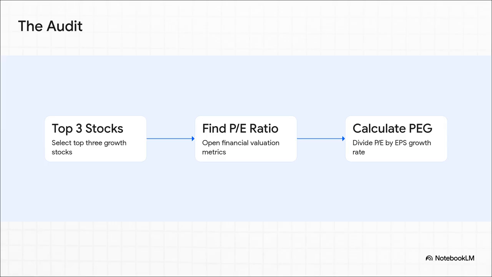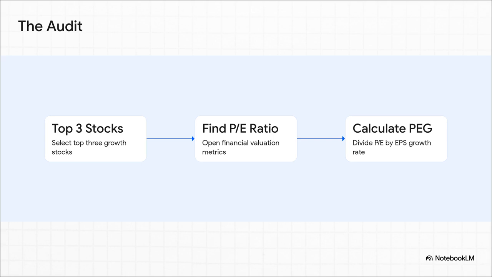I want you to open your trackers right now. Step 1, select the top 3 growth stocks you currently own or the ones you're aggressively watching. Step 2, open up their financial metrics and pinpoint their current PE ratio. Step 3, divide that PE by their average 3-year EPS growth rate. Calculate the metric yourself. And if you can't find a trailing or forward PEG listed easily, just do the math manually. It's time to stop trading numbers in a vacuum.